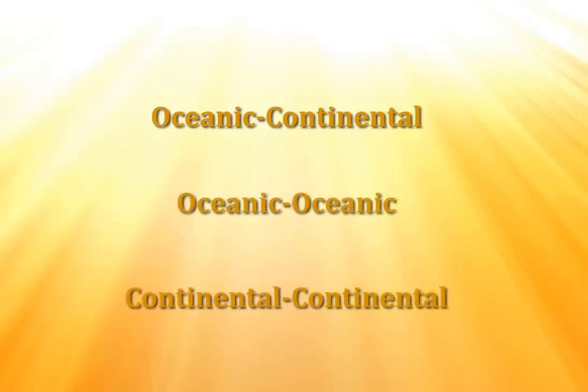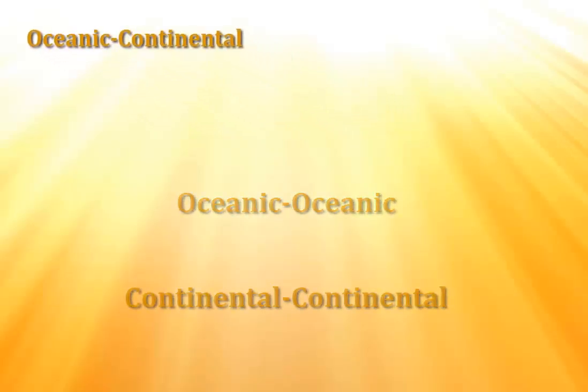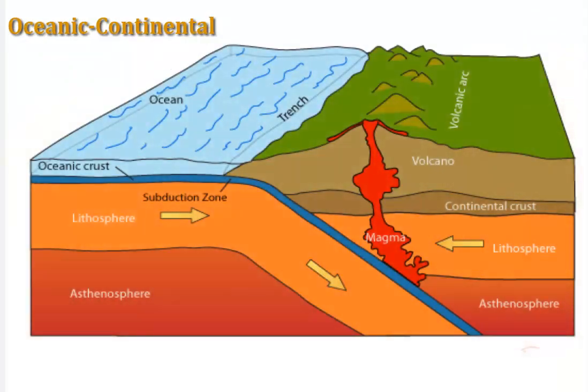At convergent boundaries, tectonic plates collide and crust is destroyed as one plate is pulled beneath the other. The type of collision depends on the types of plates involved. These are oceanic-continental, oceanic-oceanic, and continental-continental. We'll start with oceanic-continental plate convergence.